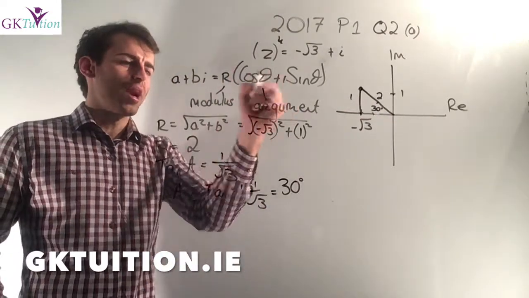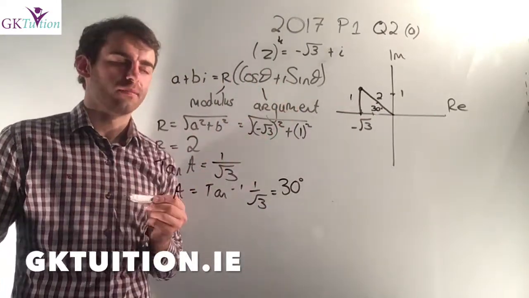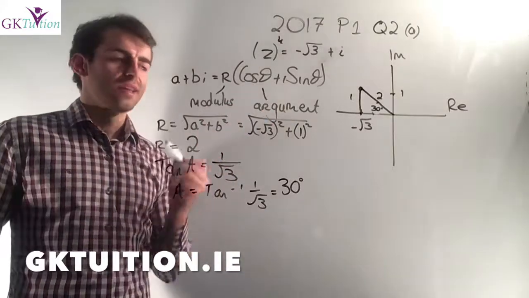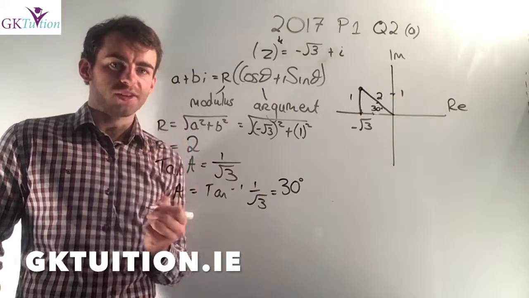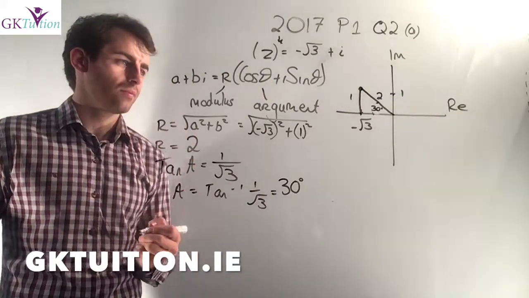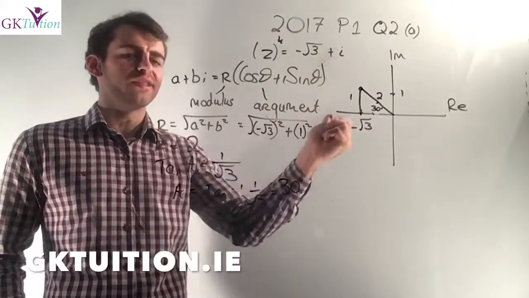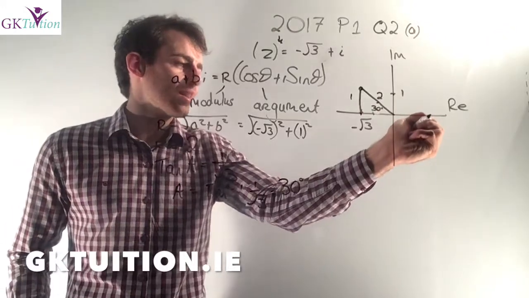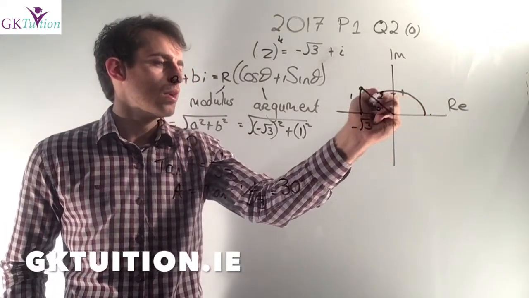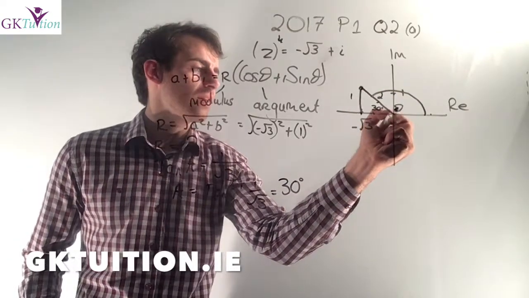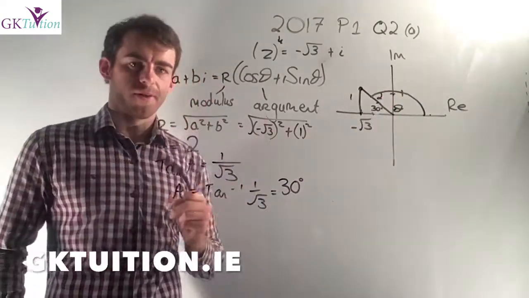Now I want to go back to my argument. I'm looking for theta. Theta, or the argument, is the angle that the complex number makes with the positive sense of the real axis. What they mean by the positive sense of the real axis is you start on the right hand side and you go in this direction. So my theta is this angle here. It starts here and it goes to here.